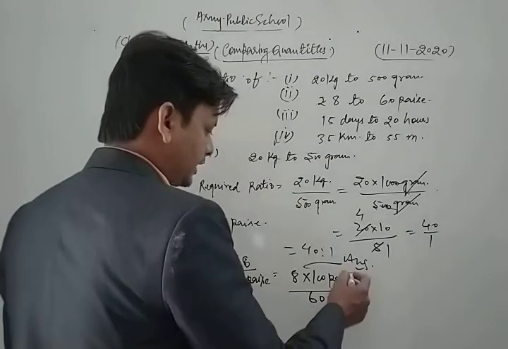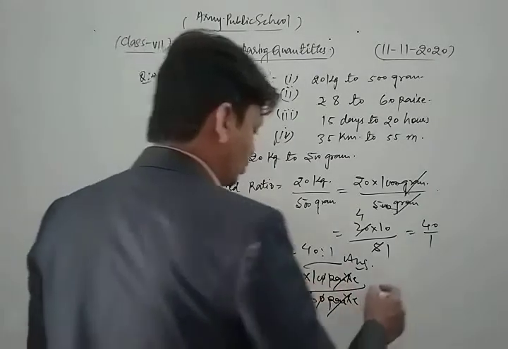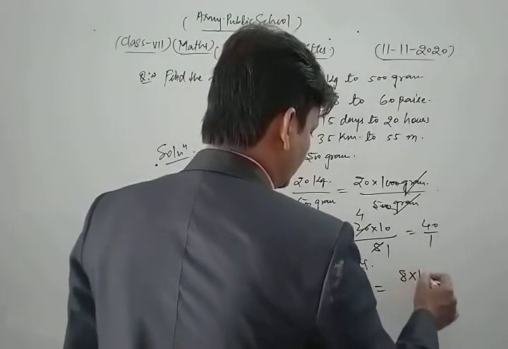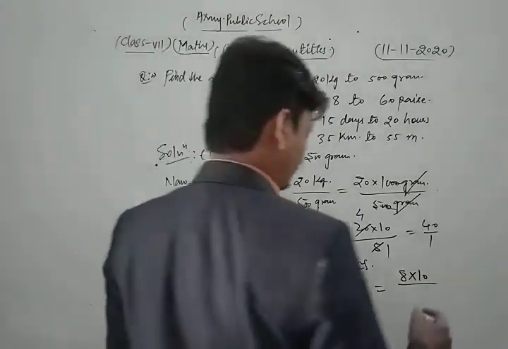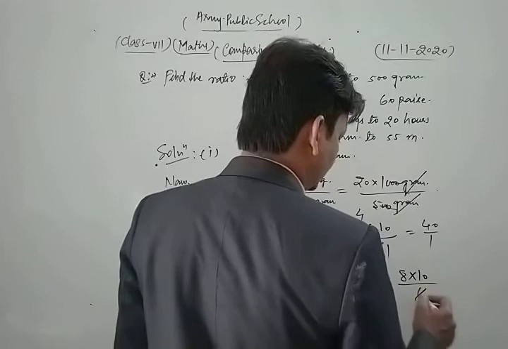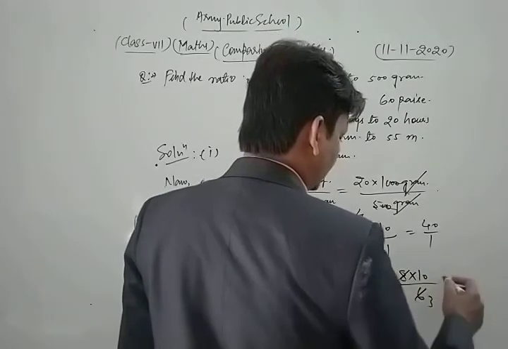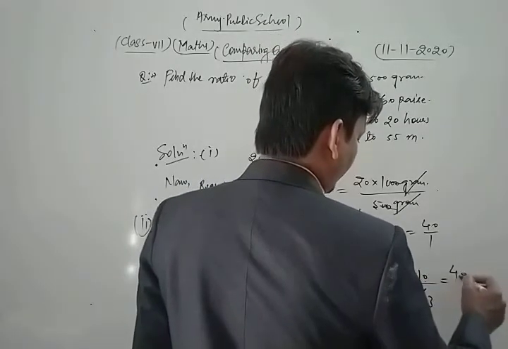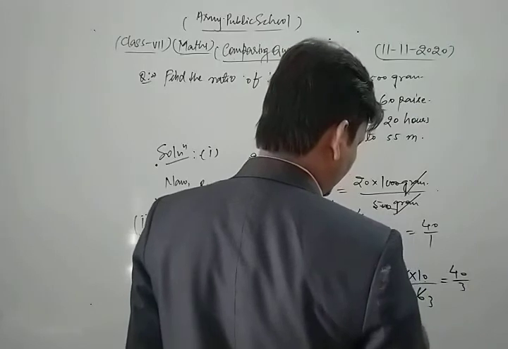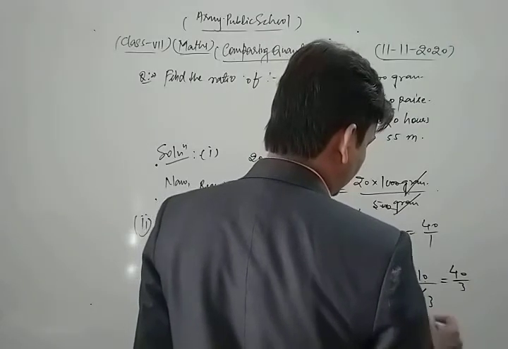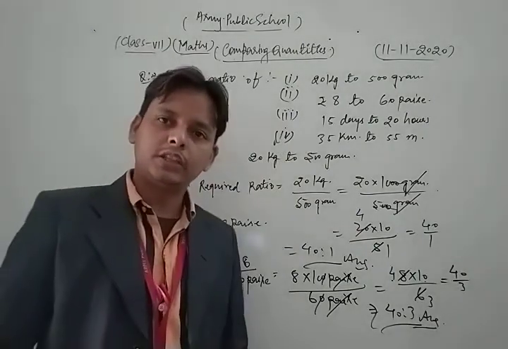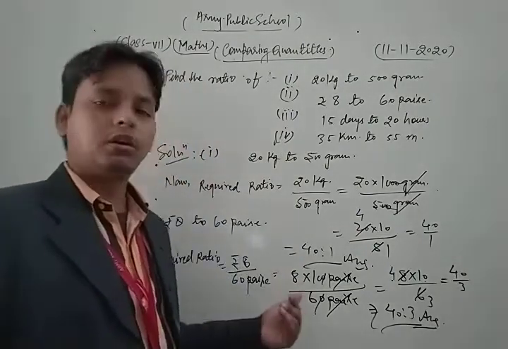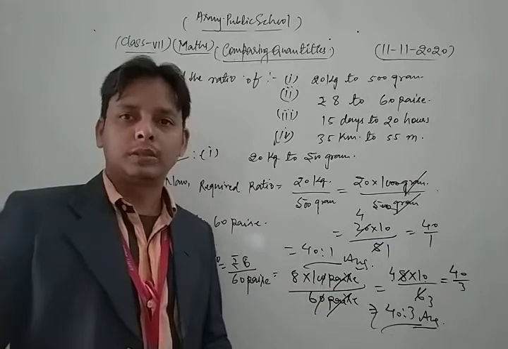Now paise cancel each other, and the zeros cancel each other. So we get 8 into 10 upon 6. Now 2 threes are 6, 2 fours are 8, and 10 fours are 40 upon 3. Then the required ratio is 40 ratio 3. This is our required solution of the given question. So in this way, you find the ratios between two similar quantities.